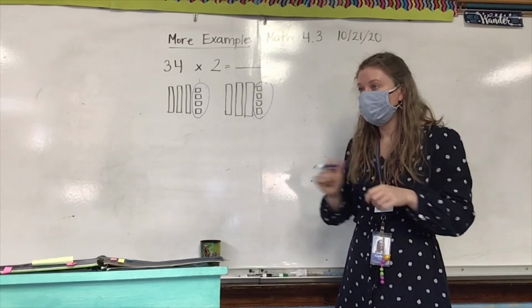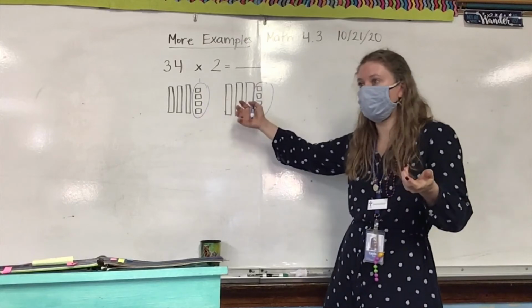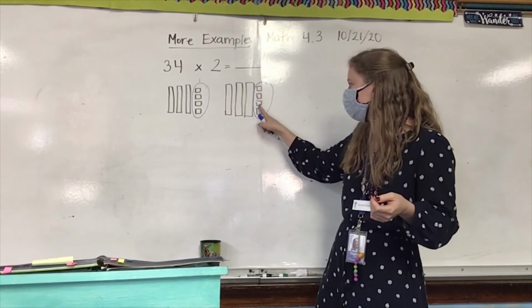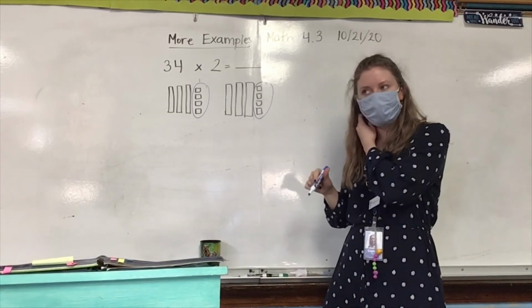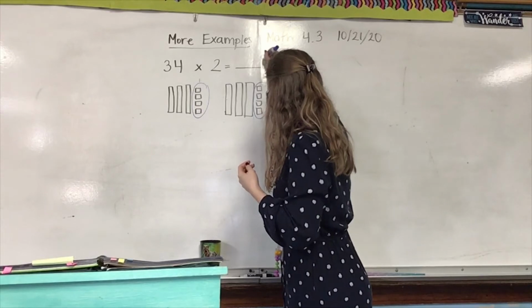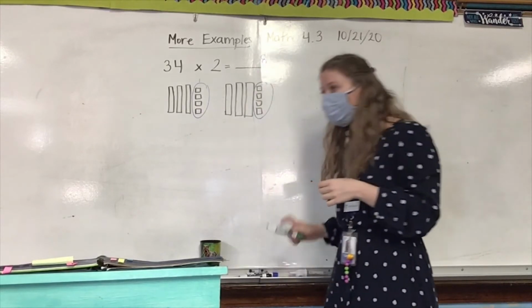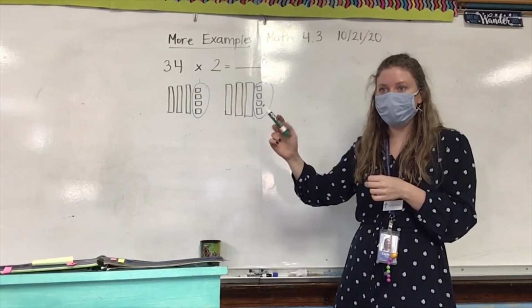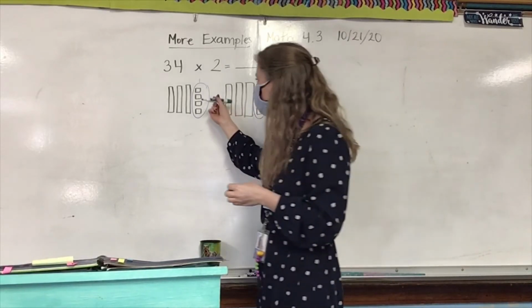You add. Well, I just count them, right? 1, 2, 3, 4, 5, 6, 7, 8. Where does that 8 go? In the ones place. Now what? Now we have to circle the 10s. I take my other color, my green, and I circle the 10s.